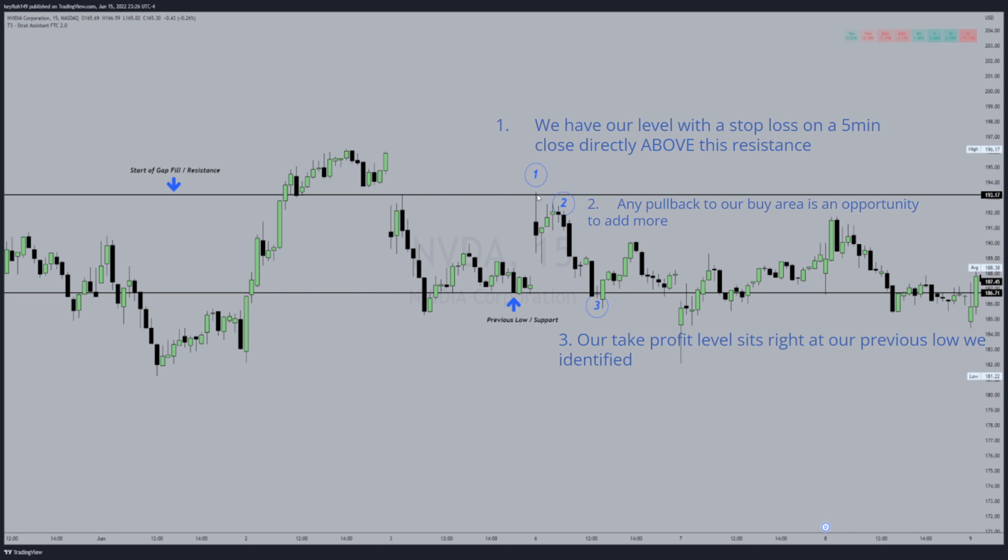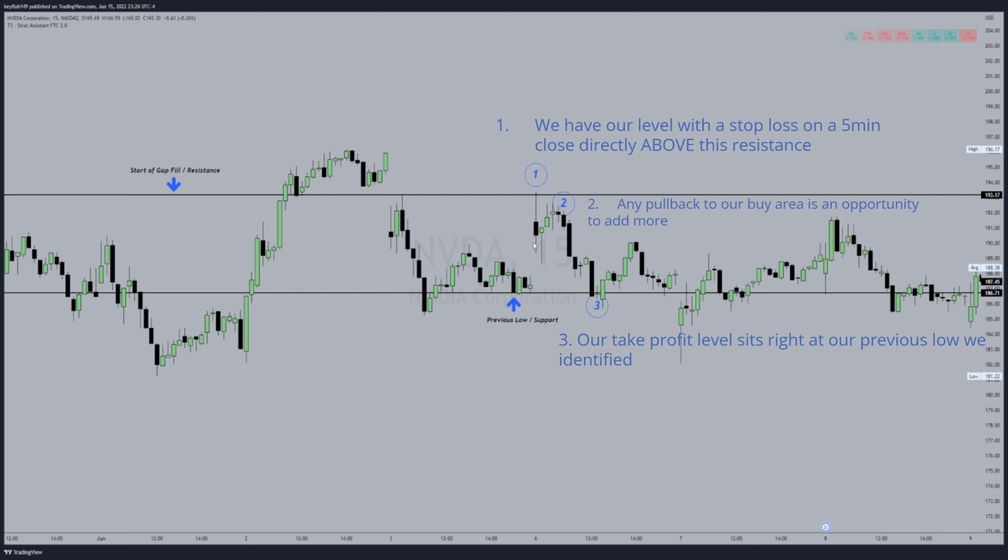And this doesn't mean a wick up is going to stop you out. It has to close above. All right, so there's 1. Now you have your stop loss defined. Number 2 is any pullback to your buy area is an opportunity to add more. So this level right here at 193.17 would be a buy level with a stop loss just above. And any pullback to this general area of 193.17, within, I would say, 15 cents, 10 cents, that's a buying opportunity. You can keep adding more right here.